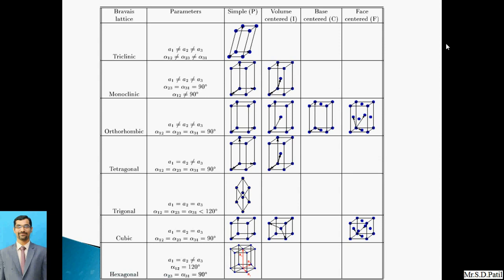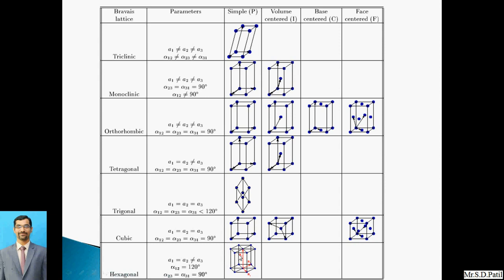In the triclinic, only one structure. In the monoclinic, 2 structures are there, simple and volume centered. In the orthorhombic, 4 structures are there: simple, volume centered, base centered and face centered. In the tetragonal, 2 structures are there, simple and volume centered. In the trigonal, 1 structure. In the cubic, 3 structures are there: simple, volume centered and face centered. And hexagonal, only 1, that is simple.